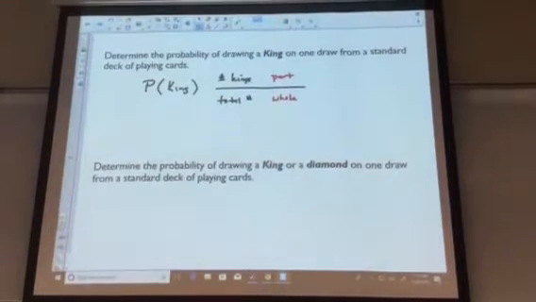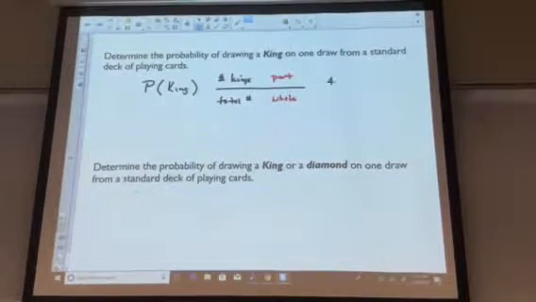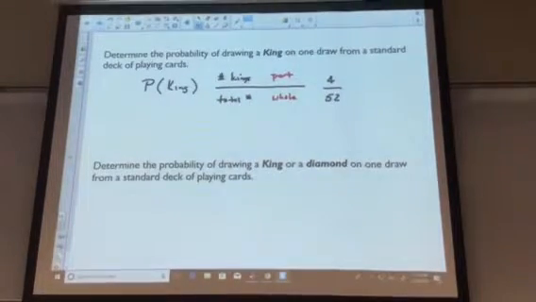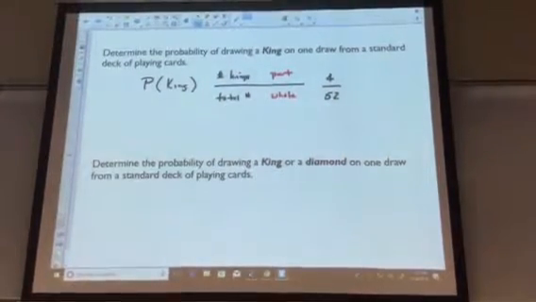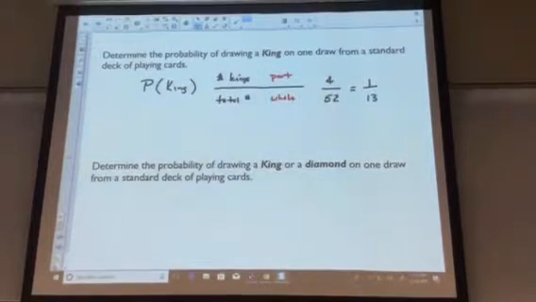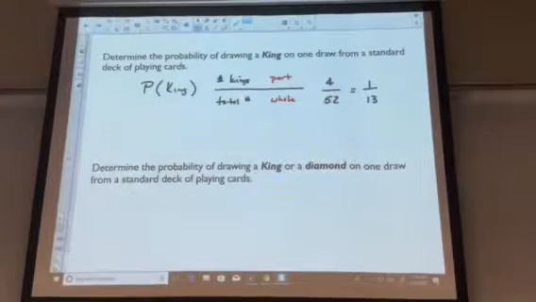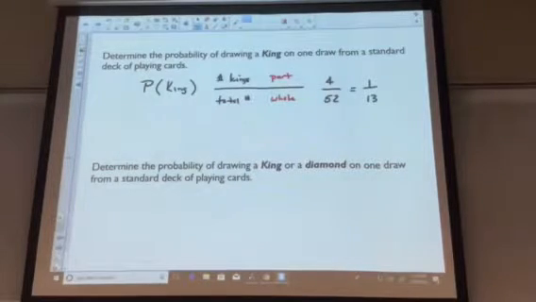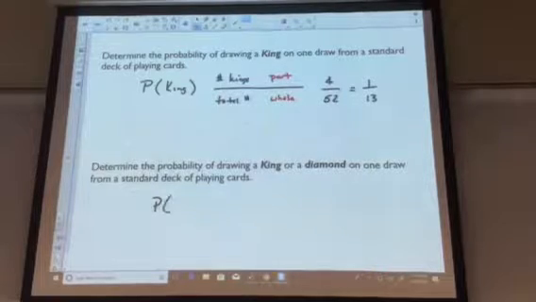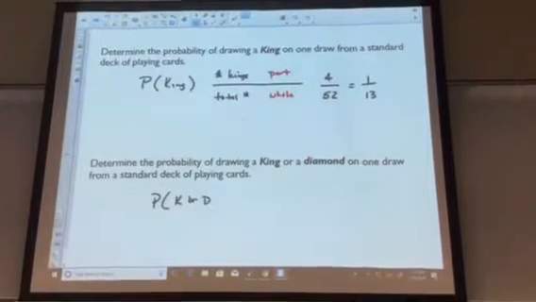How many kings are there? And how many total cards are there? And if you write 4 over 52, it will say, although your answer is equivalent to the correct answer, you ain't done yet, because you didn't reduce it to lowest terms. So this would be expected to be a 1 out of 13. And if they wanted a decimal, then they would tell you how many decimal places to keep. Sometimes they'll ask for a fraction, sometimes they'll ask for a decimal. Determine the probability that that card being drawn is either a king or it's a diamond.